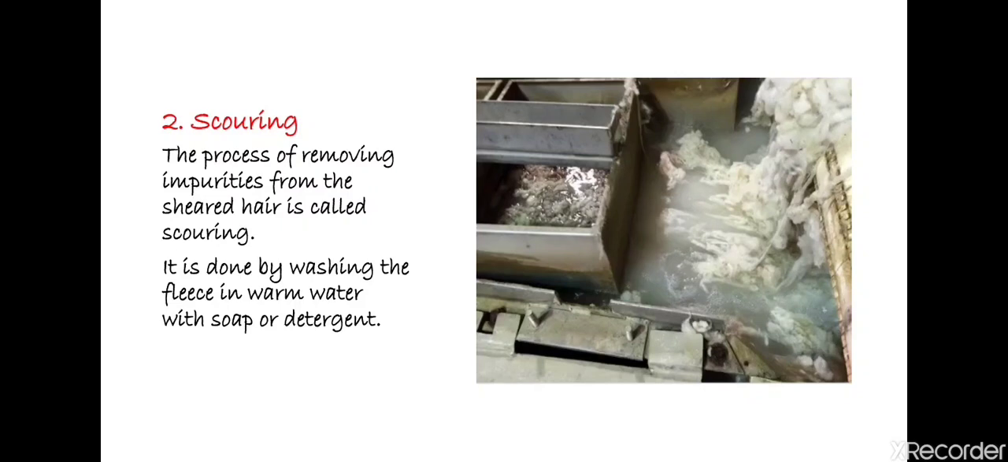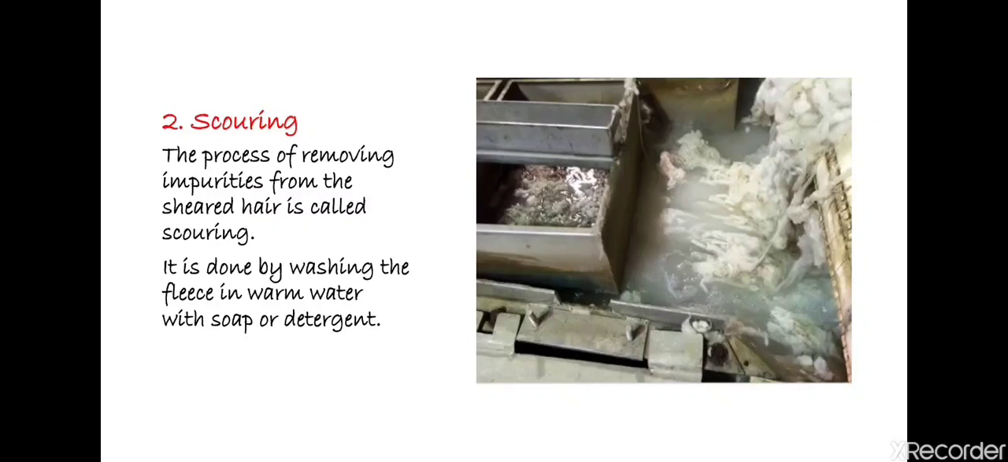Coming to your next point, scouring. As you know, in the first step shearing is done. In the second step, the sheared wool, which contains sand, dirt, grease, dust, dry vegetable matter or dried sweat, all such impurities are included in the sheared wool. All these impurities need to be removed from the sheared wool, and this can be done by washing the wool with the help of soap and detergent. After washing, the sheared wool is then rinsed and squeezed through rollers.